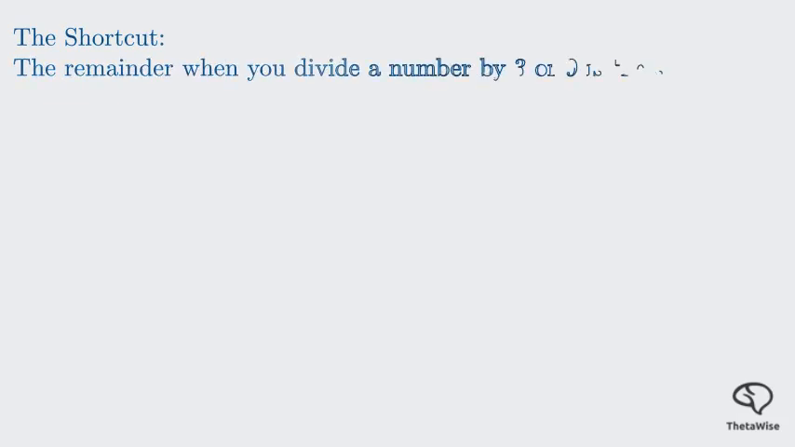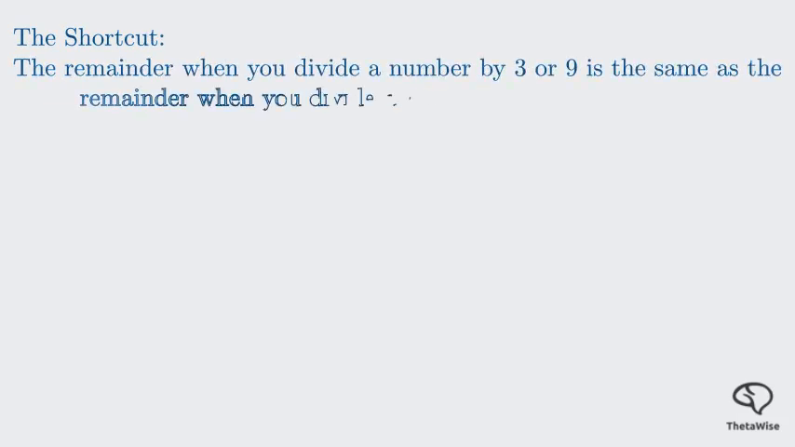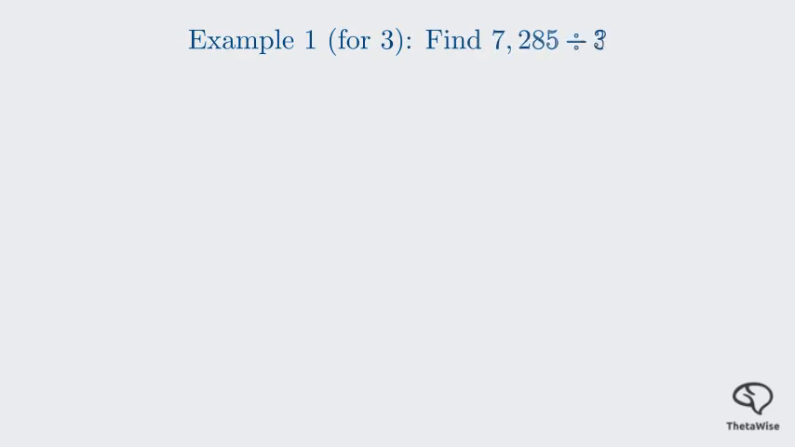Now for the clever shortcut. What if a number is not divisible by 3 or 9? We can still use the sum of the digits to find the decimal answer quickly. Here's the shortcut. The remainder when you divide a number by 3 or 9 is the same as the remainder when you divide the sum of its digits by 3 or 9. Let's see how this works for division by 3. We'll use the number 7,285 from before. We want to find 7,285 divided by 3. We already know it's not divisible. First, find the sum of the digits.